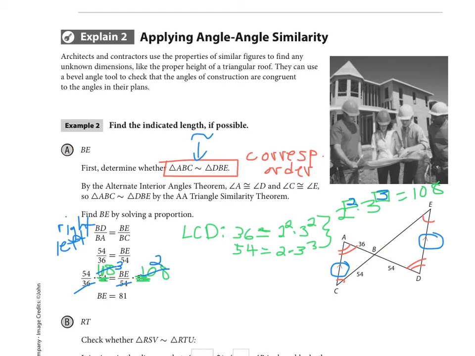So we're looking at 2 times BE on the right hand side, and 54 times 3, or 162, 54 times the leftover 3 there is 162 on the left hand side. So 2BE equals 162, and therefore there's our BE equals 81. Okay, so now let's look at part B of this example.